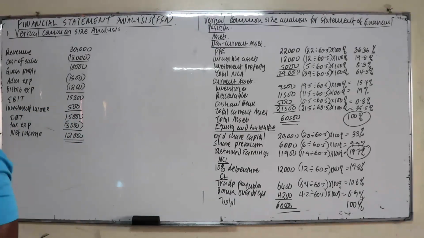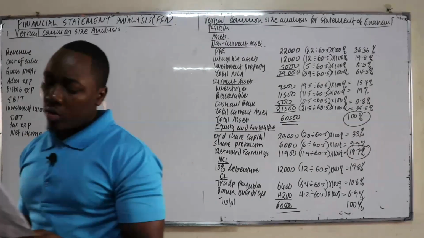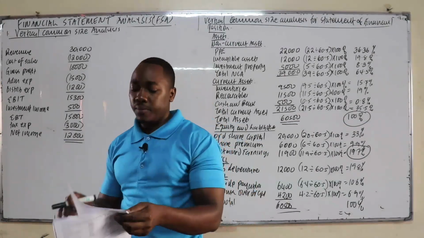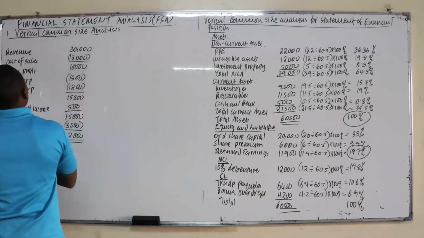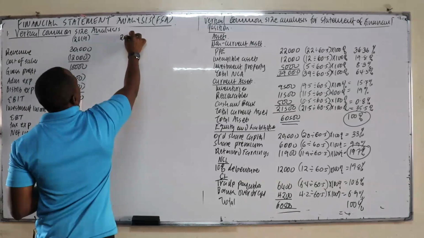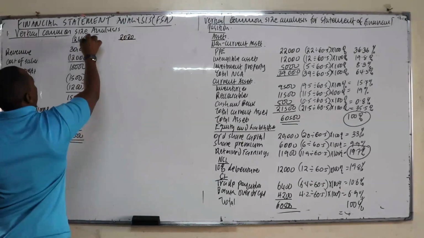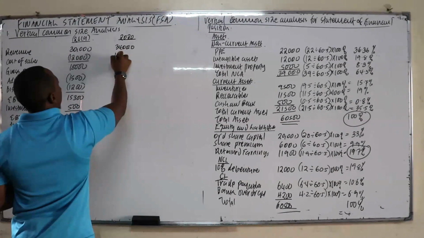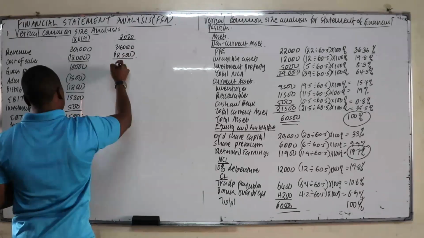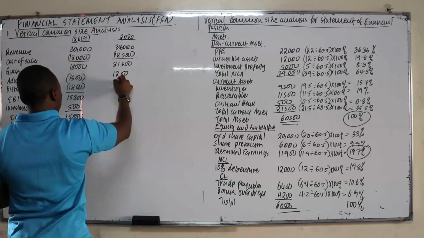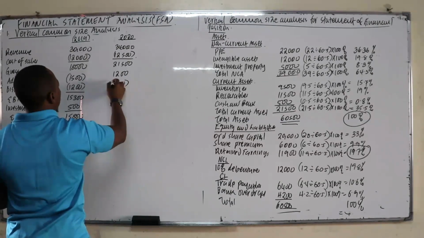You are told to consider the following financial statement of Airvibes Limited and prepare a horizontal common size income statement for the year 2019 and 2020. So you have that financial statement. This is 2019, and then we have 2020. So 2020, we have 34, 12,500, 21,500, 1,200, 1,800.